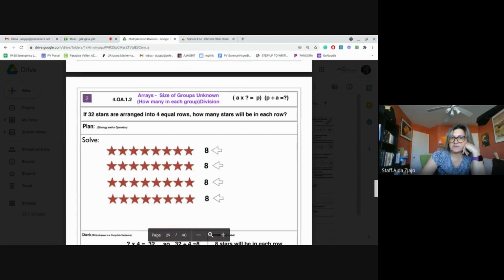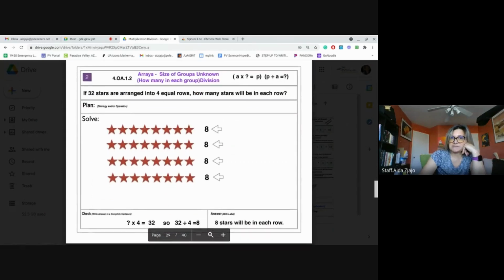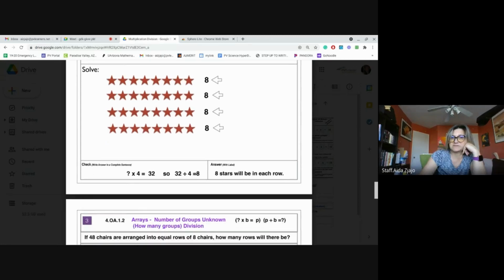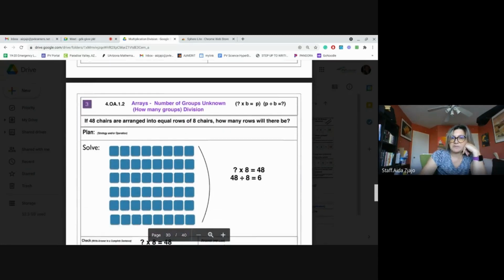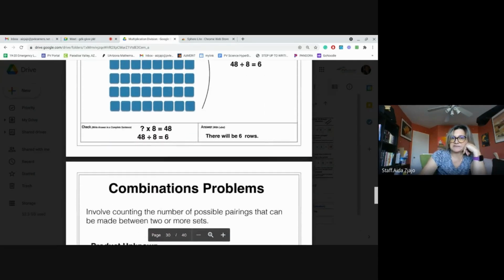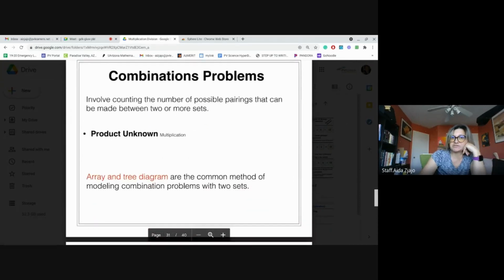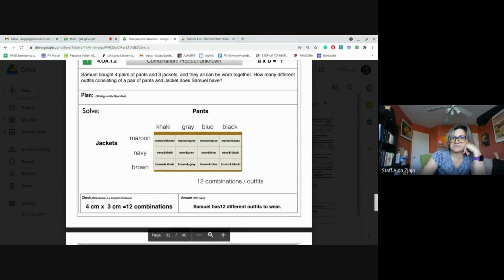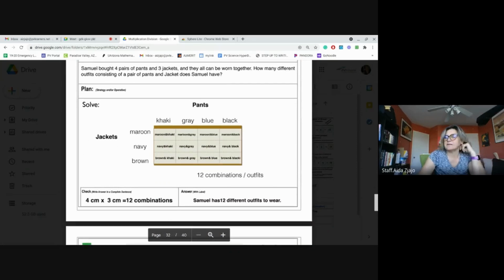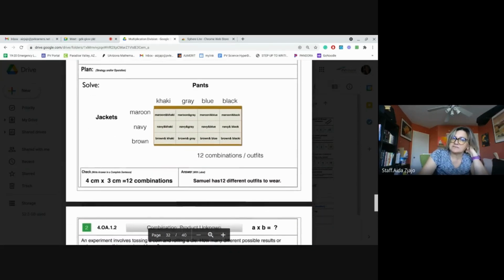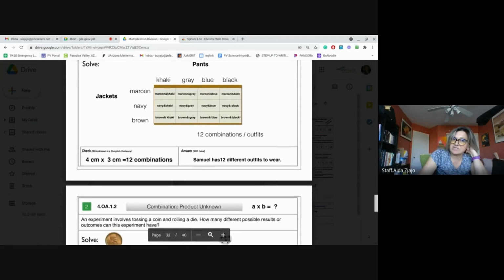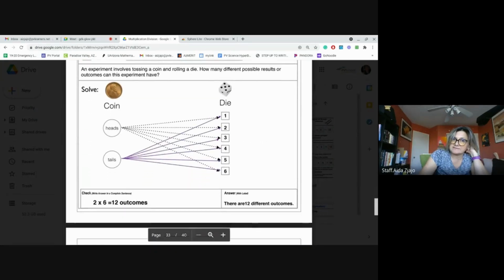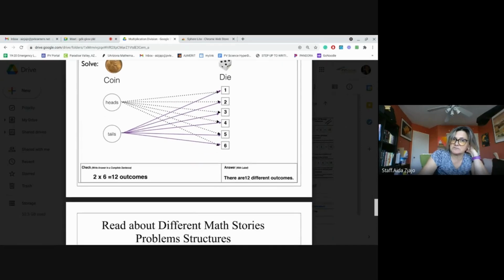Arrays are also in the third grade and fourth grade: size of arrays, groups of stars, groups of marbles, or any things. And then combination problems, which is in the Arizona standards. You can see I put two kinds of examples, like if you have pants and jackets, and if you have dice or coins to roll.